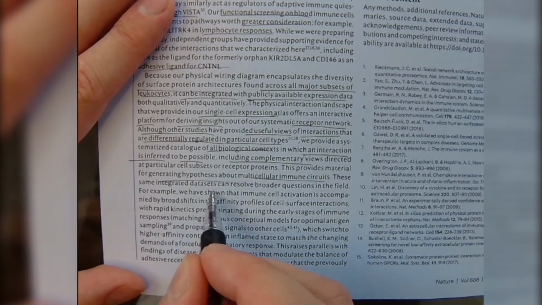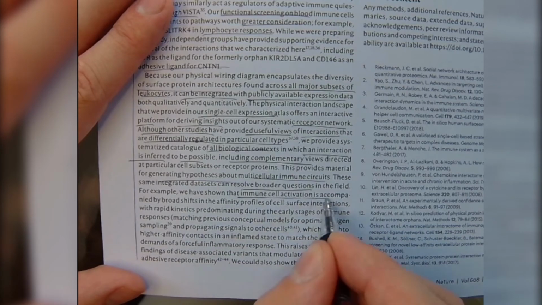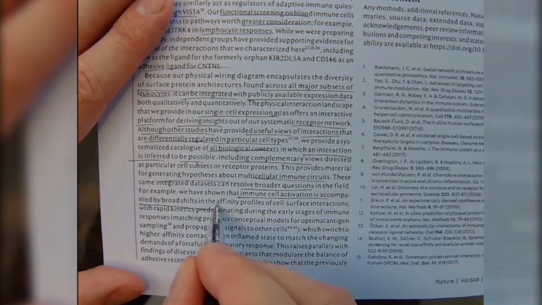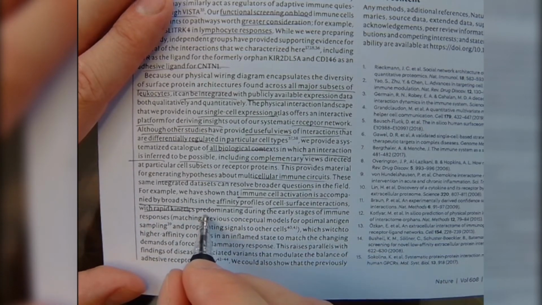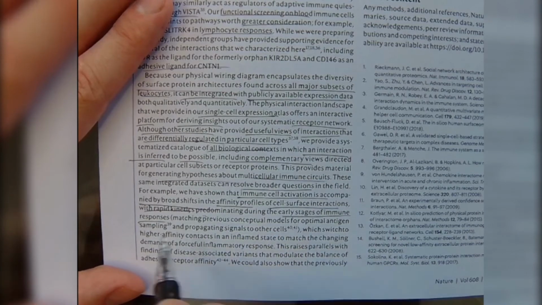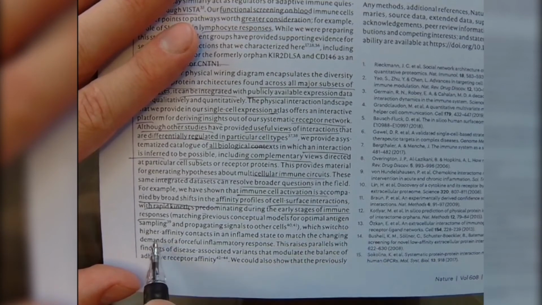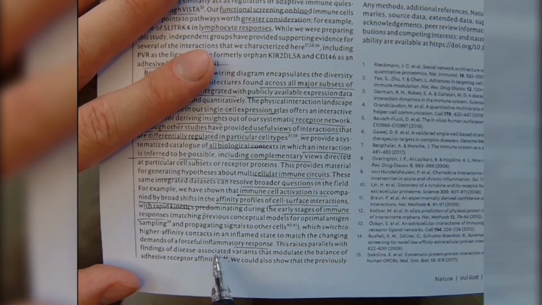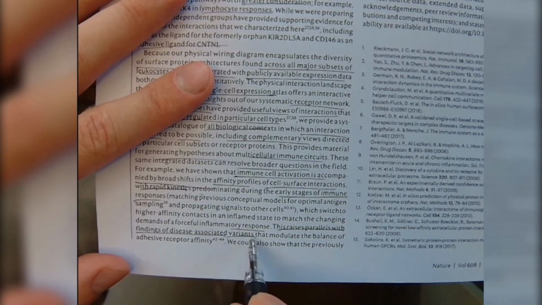These same integrated datasets can resolve broader questions in the field. For example, we've shown that immune cell activation is accompanied by broad shifts in the affinity profiles of cell surface interactions, with rapid kinetics predominating during the early stages of immune responses, matching previous conceptual models for optimal antigen sampling and propagating signals to other cells, which switch to higher affinity contacts in an inflamed state to match the changing demand of a forceful inflammatory response. This raises parallels with findings of disease-associated variants that modulate the balance of adhesive receptor affinity.